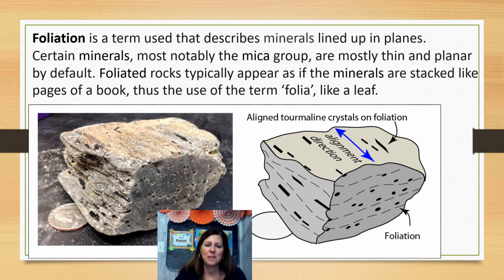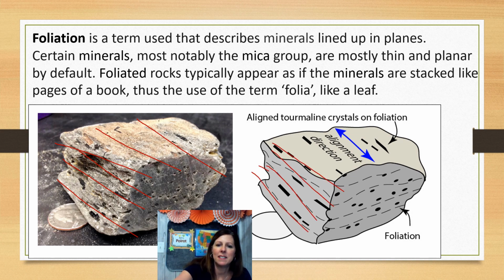This is not in your notes, but just to show you some more examples of foliation. So foliation is a term that describes minerals that are lined up in planes. In this example, you can see the different layers and how they are lined up. This is most notable in the mica group, and they usually appear as if the minerals are stacked like pages of a book would be, if you can kind of see that example here. So that's where we get the word folia, because it means like a leaf. If you could stack a bunch of leaves on top of each other, that's kind of how this is.